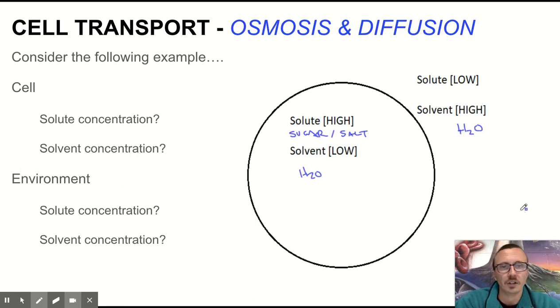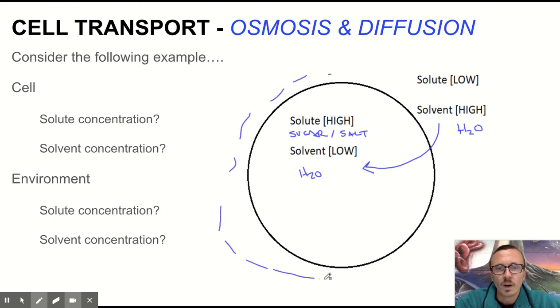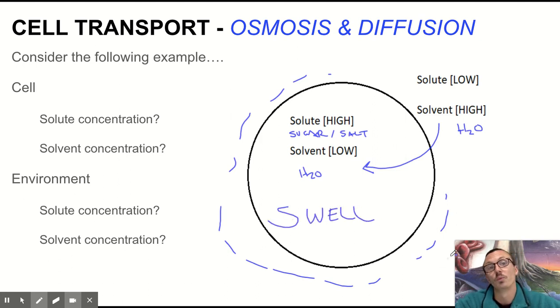So what is the water going to do? The water is going to want to go from high to low. And anytime water rushes into the cell, what's going to happen? Well, our cell is going to swell. It's going to increase in size as it absorbs water. Now, why would it do that? Well, because water wants to go from high to low.